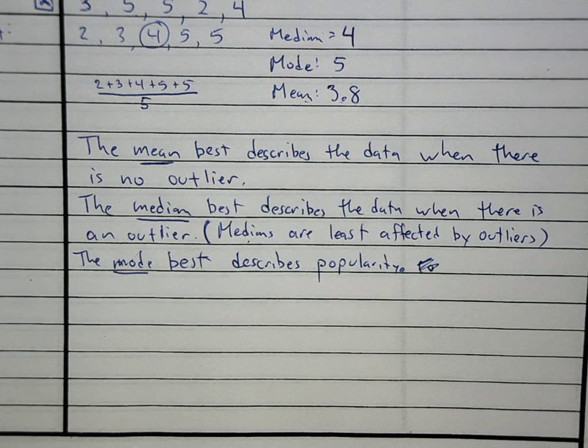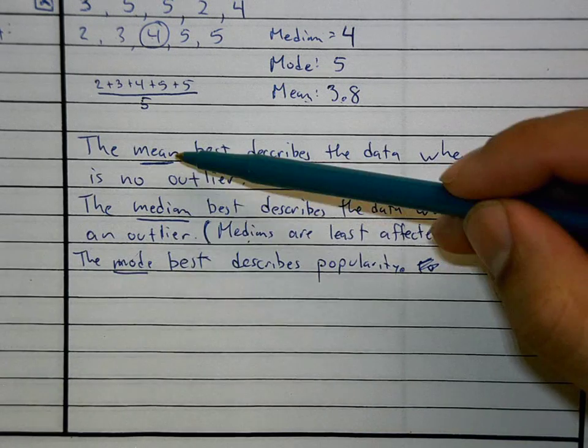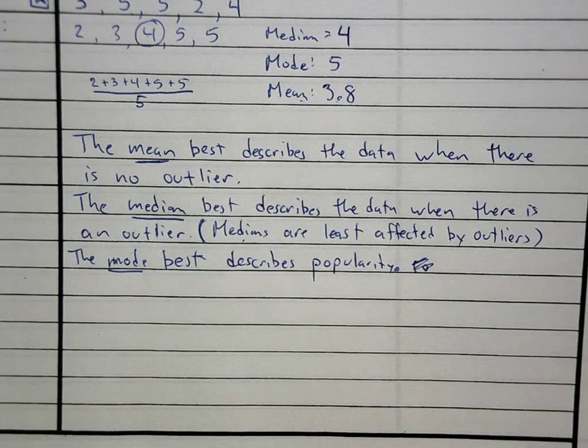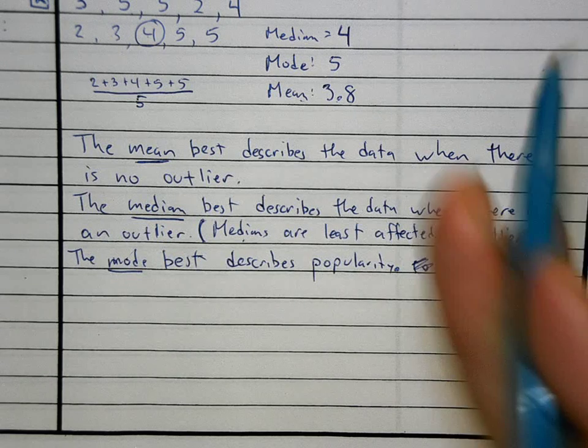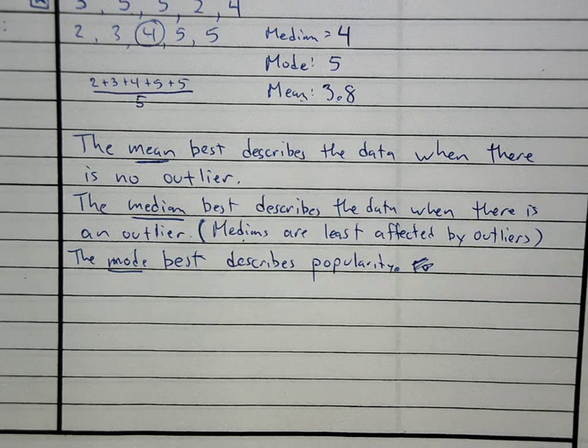But if we're not talking about a popularity contest, we are going to choose either the mean or the median, depending whether there's an outlier or whether there's not an outlier in the data.